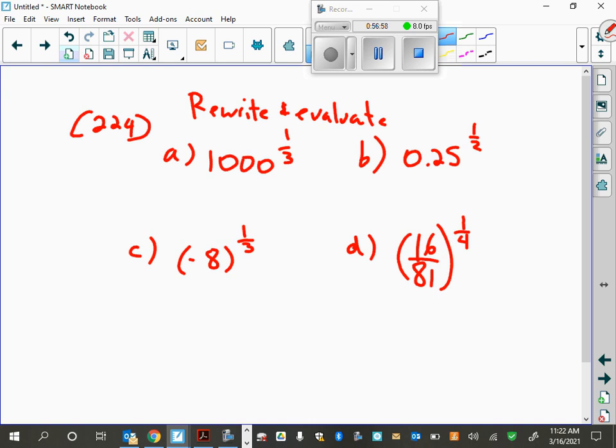That is a negative sign, not a dot. So rewrite as a radical and give me the answer. Don't just give me the answer. If it says rewrite as a radical, that's part of your mark. That's half your marks.